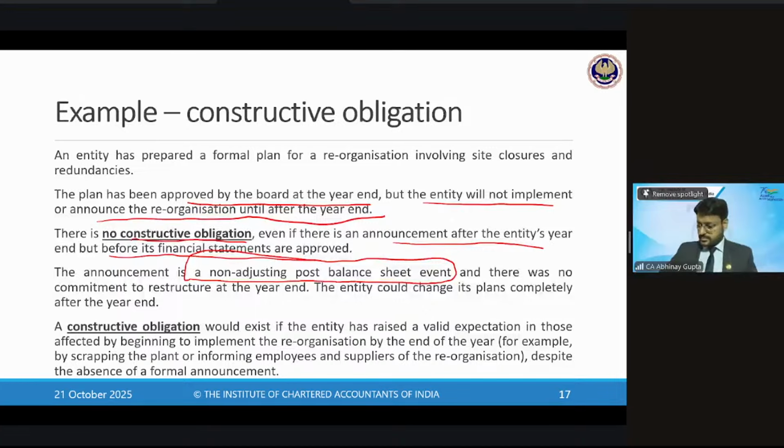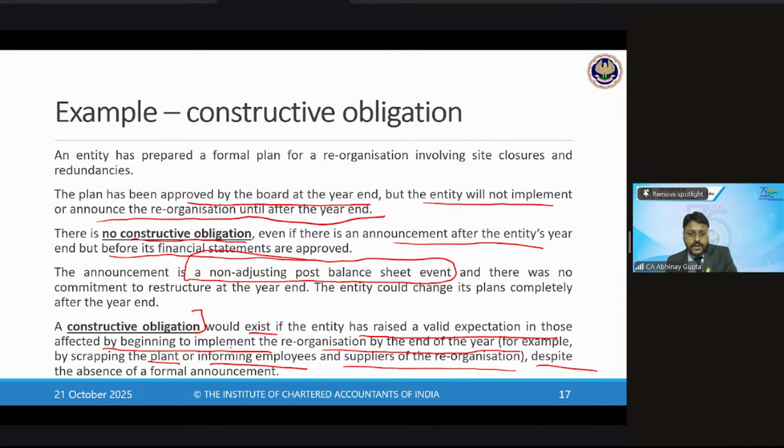Yes, clear. So a constructive obligation would exist if the entity has raised a valid expectation in those affected by beginning to implement the reorganization by the end of the year. For example, by scrapping the plant, informing the employees about their layoff plan, informing the suppliers that they are not going to purchase raw material anymore from them. So let's try and settle the dues despite the absence of a formal announcement. So even if the announcement is not there, but actions are started, in that case, constructive obligation arises.